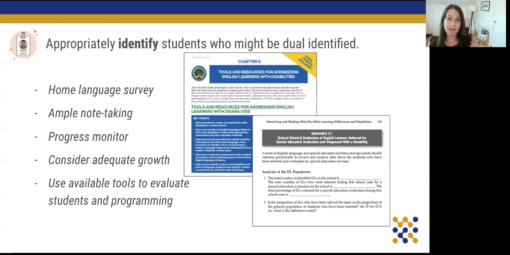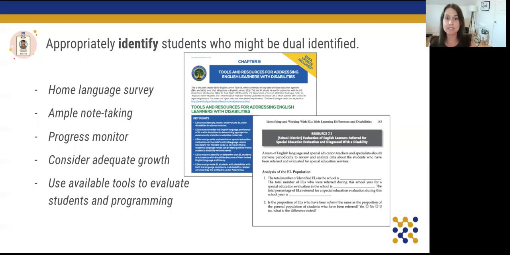So how can we work to identify students who might be dual identified? It does start with their home language survey, which identifies them as multilingual. All throughout our time working with them, we're going to be sure that we're taking ample notes, that we're progress monitoring, and we're considering what adequate growth for ELs should be. So in Tennessee, we're going to find the guidance about their adequate growth in the state accountability documents on the Tennessee Department of Education website. We'll also use tools available to us to evaluate both our students and the programming that we're offering to them.